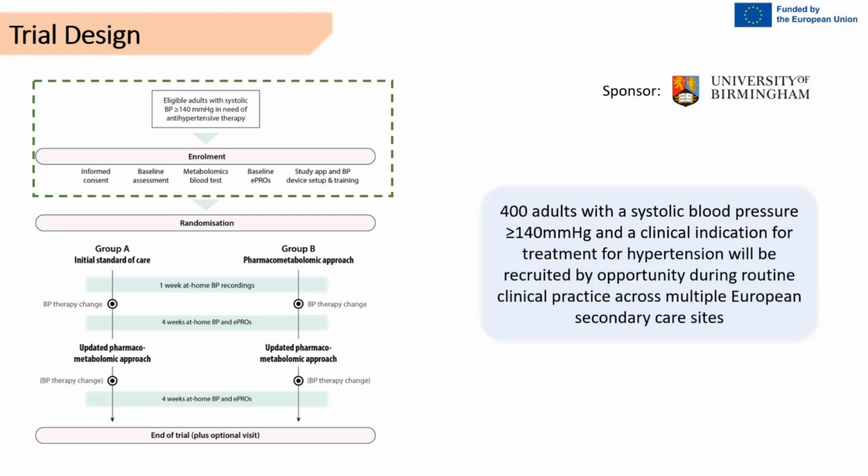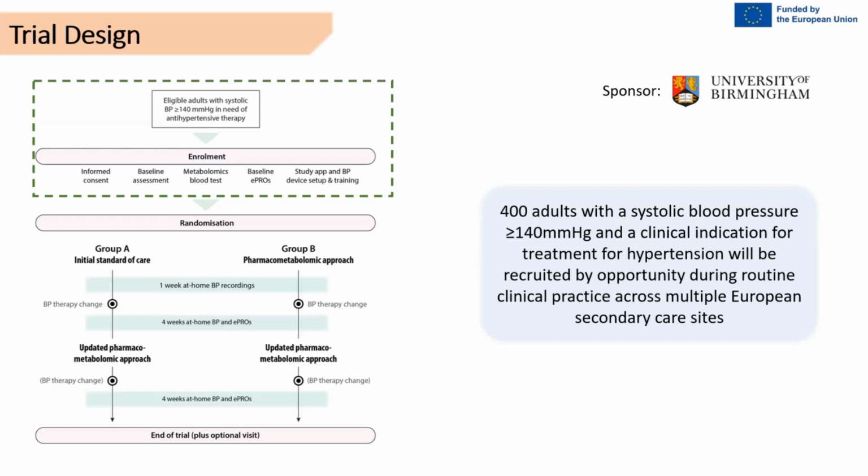Just trying to move my slide across. So the trial is now open to recruitment. We're looking to recruit 400 eligible patients with a blood pressure of 140 or more and a clinical indication for the treatment of high blood pressure across multiple European secondary care sites. As the trial is embedded in routine clinical practice, patients can be identified during their routine secondary care encounters, such as outpatient clinics, and then immediately brought into the study for initiation of treatment through the study.